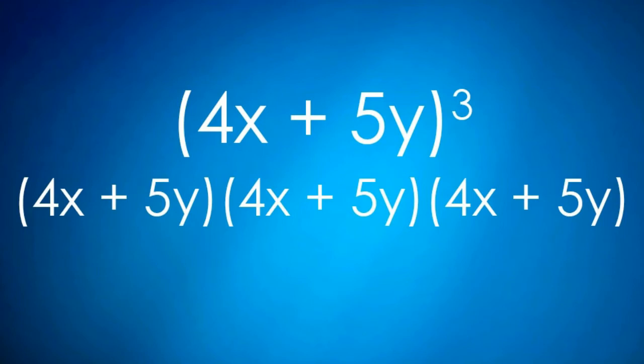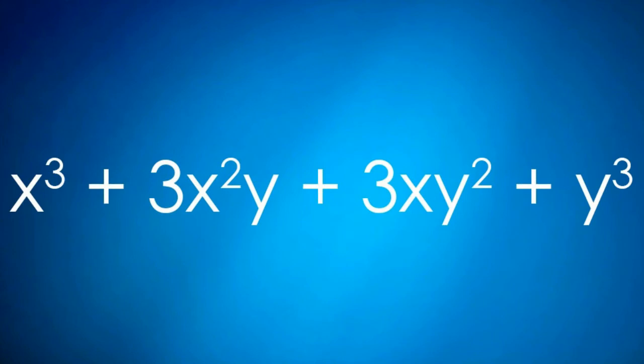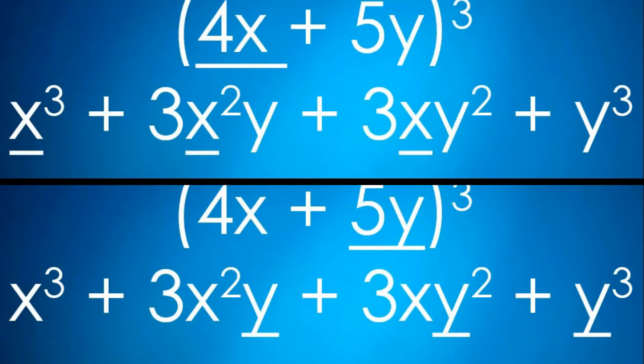This equation is equal to (4x + 5y) times (4x + 5y) times (4x + 5y) when expanded. The equation for cube of a binomial is equal to x cubed plus 3x squared y plus 3xy squared plus y cubed. Substitute the first term to x and the second term to y on the equation x cubed plus 3x squared y plus 3xy squared plus y cubed.